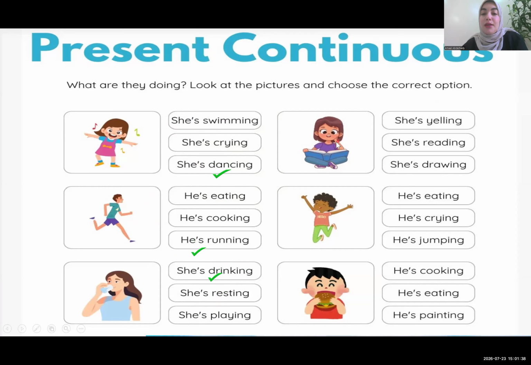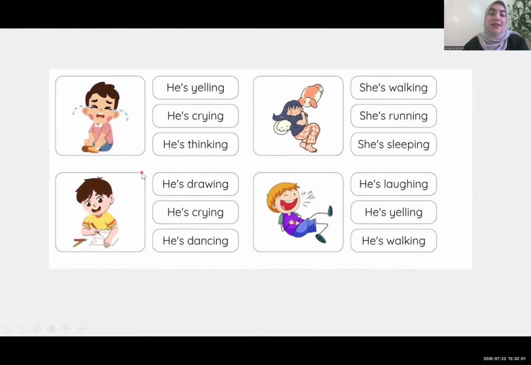The next one. And what about this girl? What is she doing? Great. She is reading. And what about this boy? Yes, he is jumping. Great job. And this one, he is eating. Let's answer the next ones. What about this boy? Yes, he is crying now.